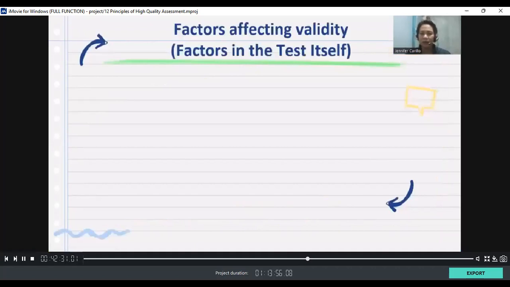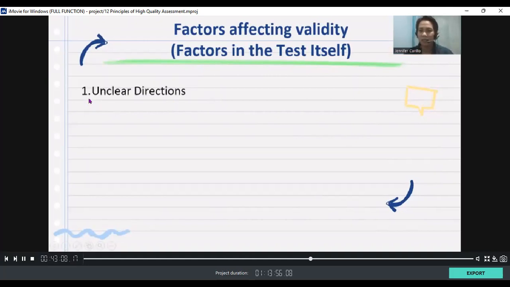So there are factors that will affect the validity itself. First, factors in the test itself. These are the factors that can affect validity. In the construction of the test, we should make sure that it is well made. Yes, we need to make sure that we can observe these factors.